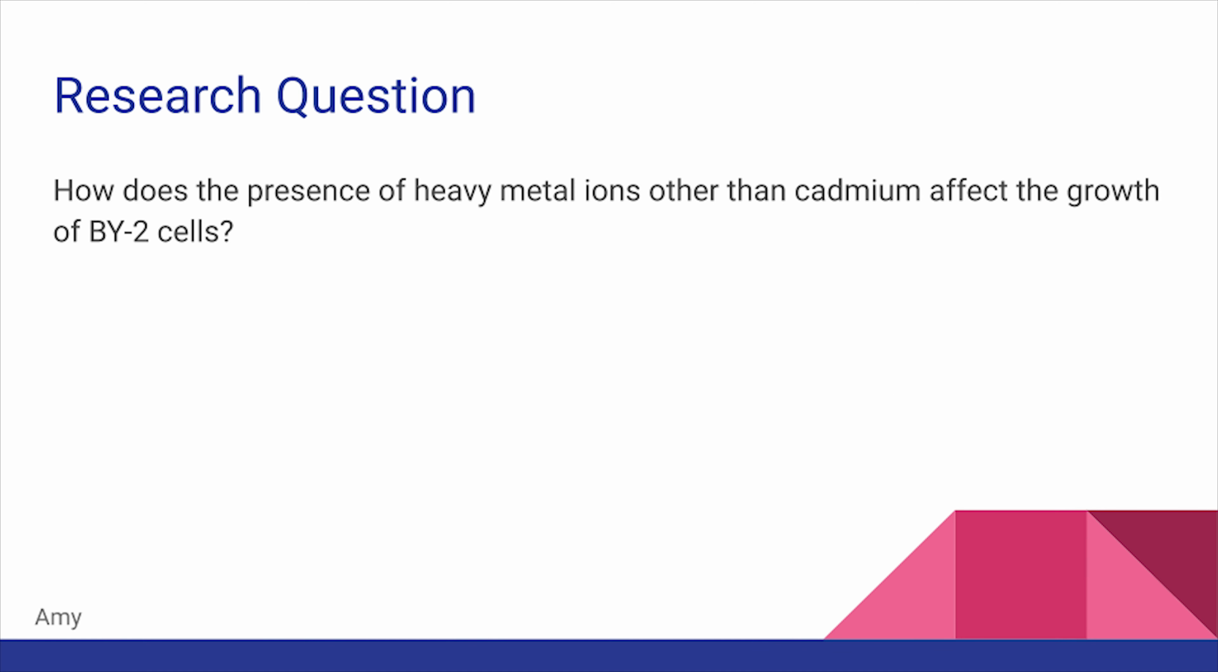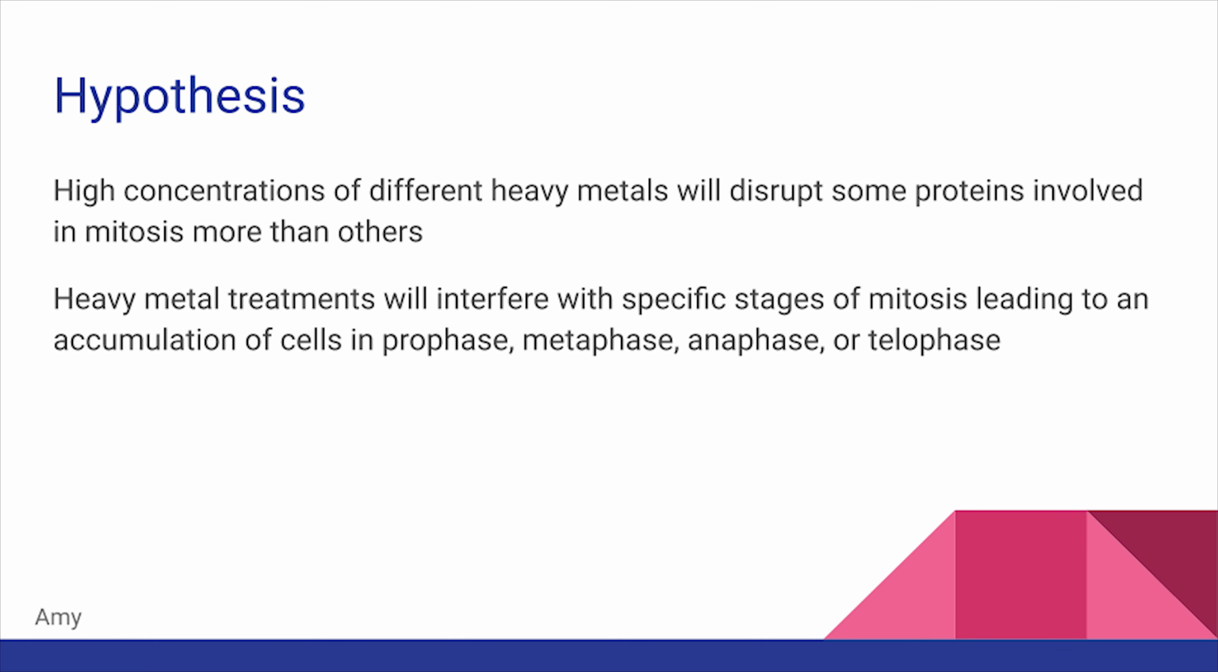Our research question for this experiment is, how does the presence of heavy metal ions other than cadmium affect the growth of BY-2 cells? From this research question, we developed a hypothesis stating that high concentrations of different heavy metals will disrupt some proteins involved in mitosis more than others. We also proposed that heavy metal treatments will interfere with specific stages of mitosis, leading to an accumulation of cells in prophase, metaphase, anaphase, or telophase.